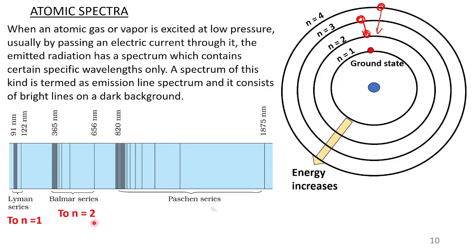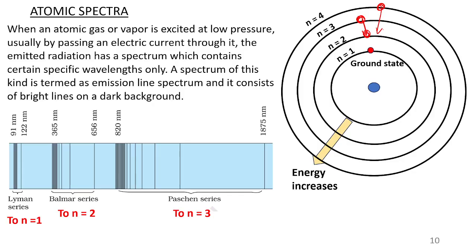And next, the Paschen series. I don't want to show the diagram. Paschen series means the electron is jumping to n equal to 3. Jumping to n equal to 3 means it can be 4 to 3, 5 to 3, 6 to 3, like that. That is the Paschen series.